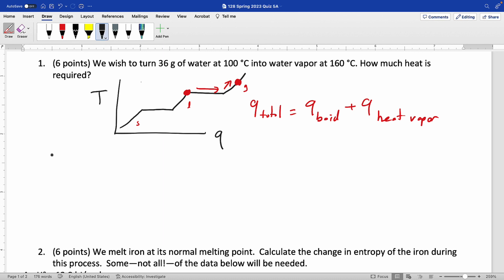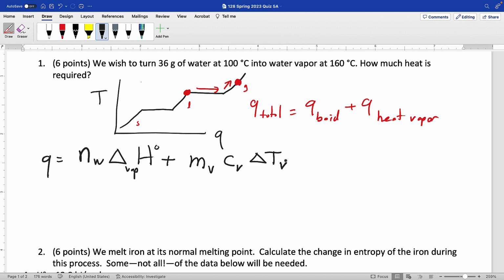All right, so to boil the water, we're going to take the moles of water and multiply that by the heat of vaporization. So that's something we can look up on our equation sheet. And to heat up the water vapor, we've got the mass of the vapor, the specific heat of the vapor, and then how much we're going to heat that vapor up.